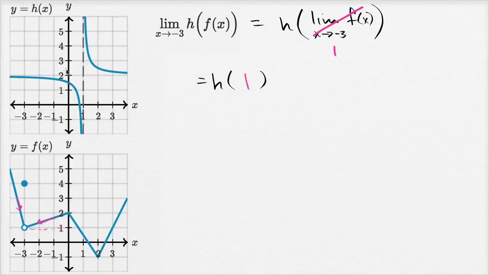But then when we look at this graph here at 1, this function does not look defined. So h of 1 is actually undefined. Undefined right here. So also in this case, this limit would not exist. Once again, the limit part, at least the limit of f of x, was fairly straightforward. But then when we tried to take that output and put it as an input into h of x, well, h wasn't defined there.